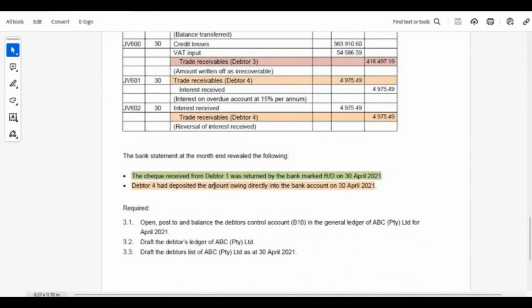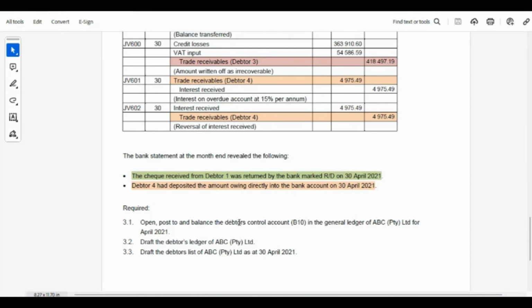Okay, and then they say to us the following. They say, open, post to, and balance the debtors control account in the general ledger of ABC Pty Limited for April 21. That's the first thing. Draft the debtors ledger of ABC Pty Limited and draft the debtors list.